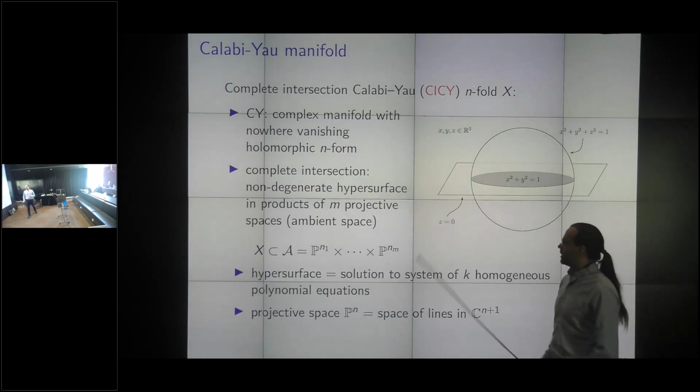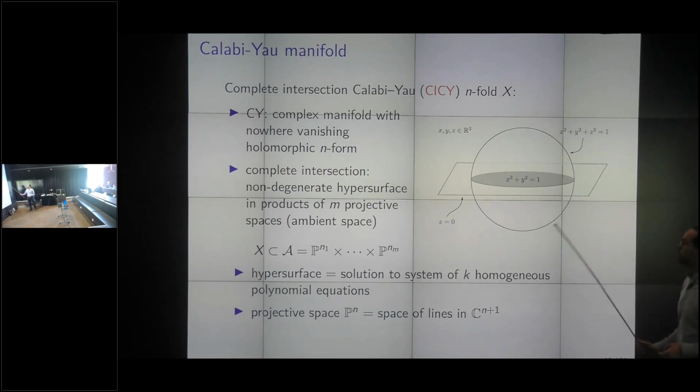However, complete intersection is a bit simpler to grasp. So what is an intersection manifold? It's just a manifold you get by intersecting other manifolds. So one very simple case is here. If you take a three-dimensional sphere and a plane and you intersect the two, you just get a disk here. So the disk is an intersection manifold.